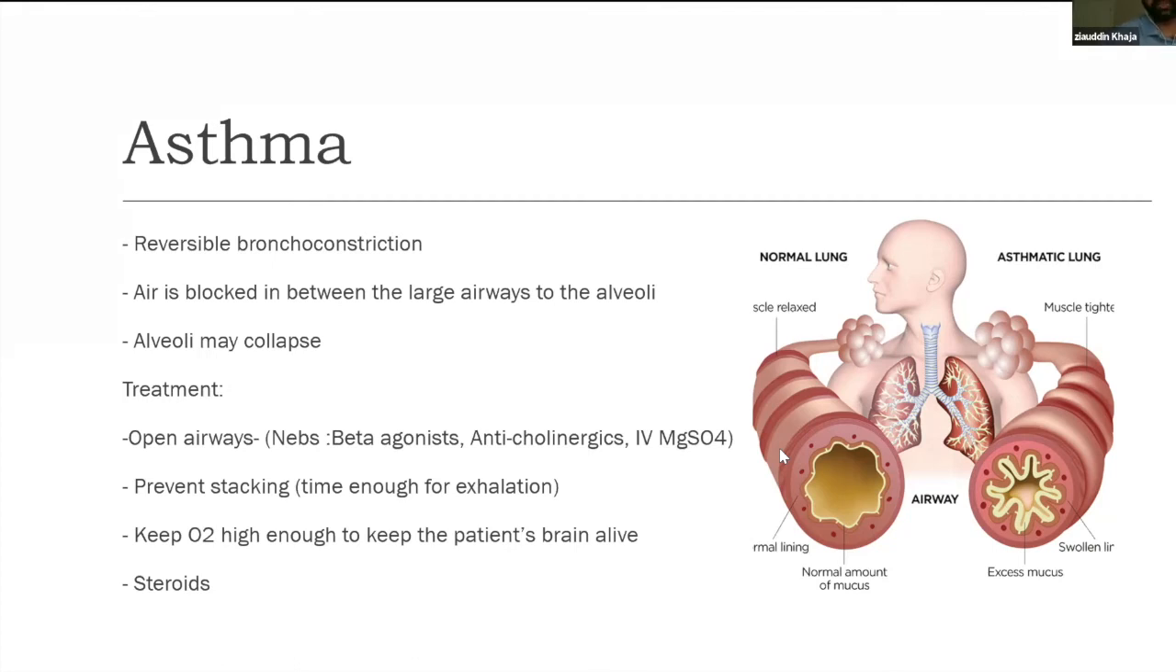Especially after you have connected to the ventilator, you have to make sure that the inspiration and expiration ratio is maintained. Meaning, if you're giving 1 second of inspiration, you have to allow about 3 to 4 seconds of expiration for the stuck air to come out. So that's what stacking means. You have to prevent stacking, and give as much O2 as is required for the patient. And again, steroids, so that the subsequent episodes are not as bad.